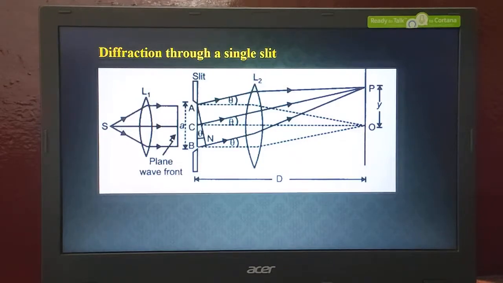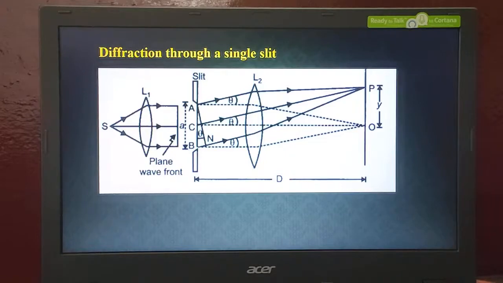Once it passes through the edges of the slit, what will we have? If the slit width is very small, we will get a very beautiful diffraction pattern. If the slit width is very large, we don't get any diffraction pattern. Actually, the light travels in rectilinear propagation. This is what happens if the slit width is more or less. If the slit width is more, we won't get any diffraction pattern. If the slit width is very small, we will get the diffraction pattern very beautifully.